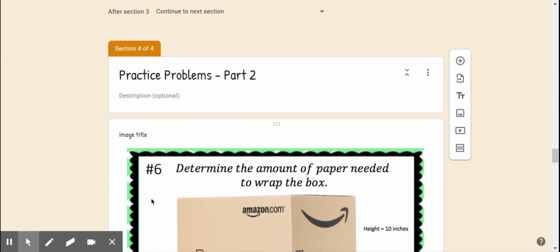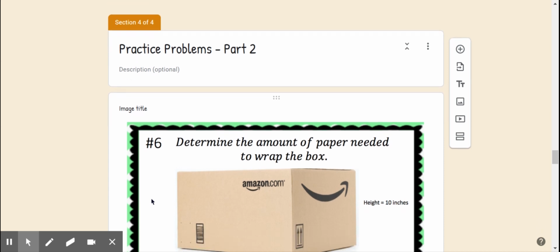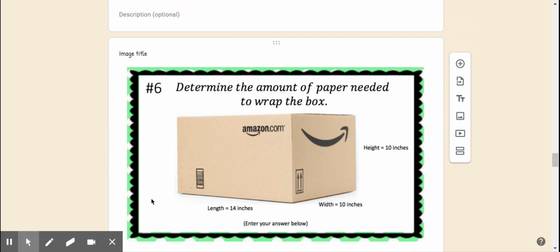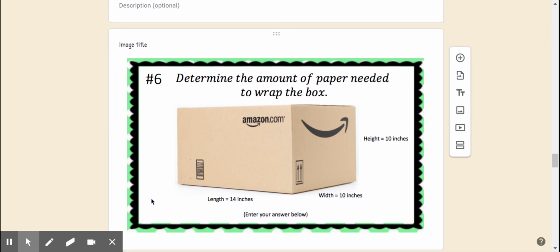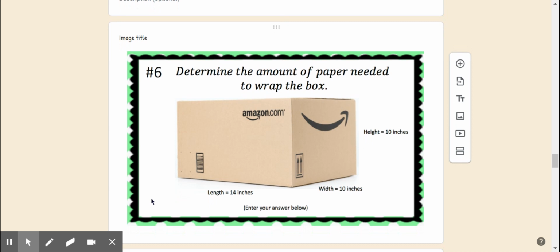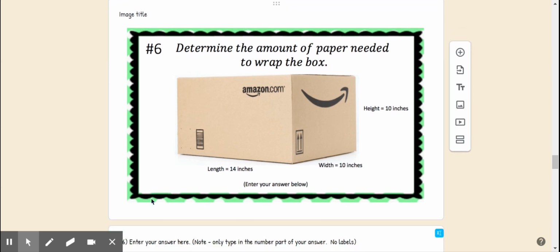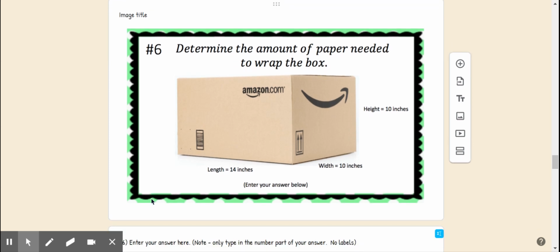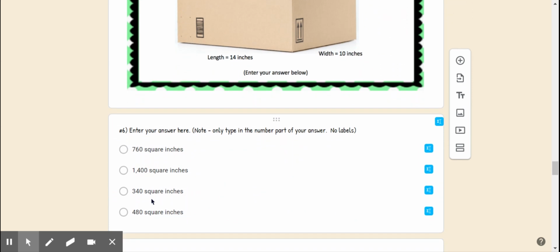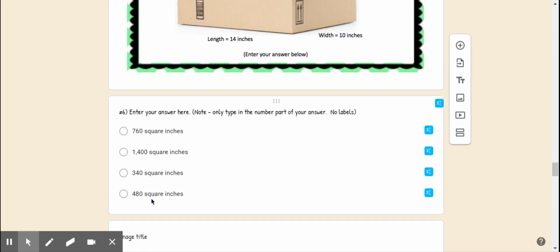All right, section 2, we're going to have some more word problems and real world problems. So question number 6, determine the amount of paper needed to wrap the box. We talked about that wrapping something in paper is what we think of when we think of surface area. So this one's still pretty straightforward. It's just wording. It's not straight out telling you that it's a surface area problem, but you know because you're wrapping the box in paper that it's going to be a surface area problem. The length is 14, the width is 10, and the height is 10. Calculate the surface area and then choose the correct answer from the answer choices here.